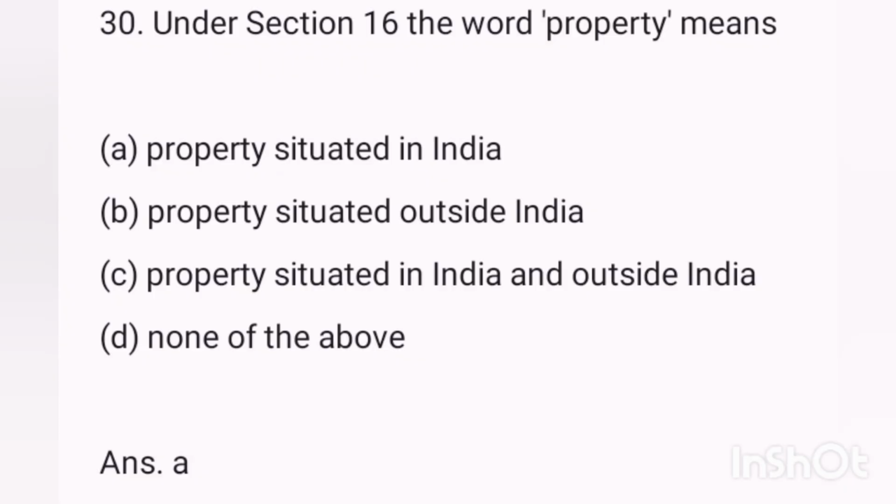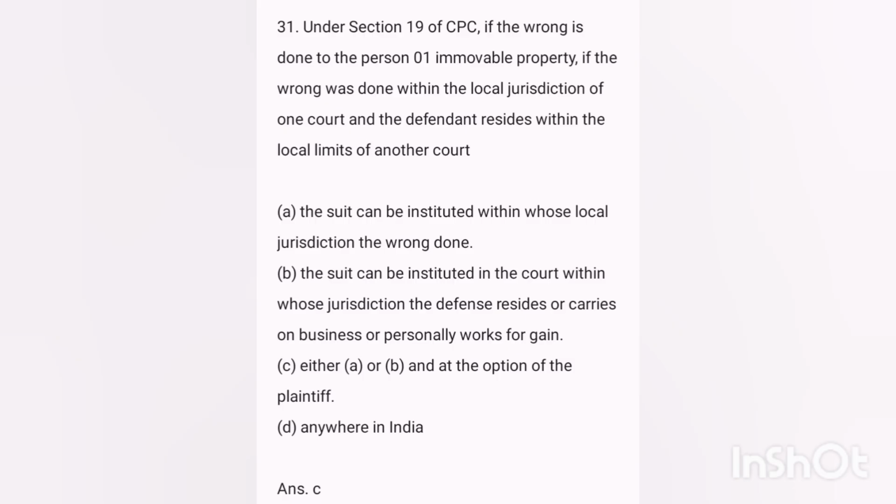Next, under Section 16, the word property means. Answer was property situated in India. Under Section 19 of CPC, if the wrong is done to the person or movable property, if the wrong was done within the local jurisdiction of one court and the defendant resides within the local limits of another court. Answer was either A or B, at the option of the plaintiff.